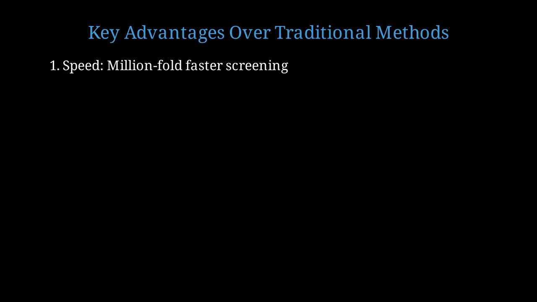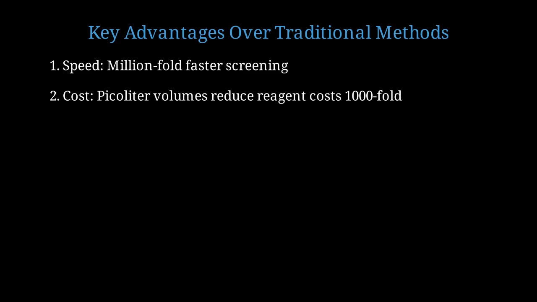Let me summarize the key advantages of droplet-based directed evolution over traditional plate-based methods. First, speed. As we calculated, it's roughly 1 million-fold faster than traditional methods. This enables screening library sizes that were previously impossible. Second, cost. Picoliter-scale reactions use 1,000 to 1,000,000 times less reagent than microtiter plate assays. This makes expensive substrates or enzymes affordable.